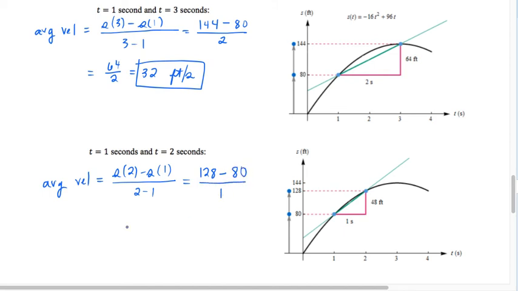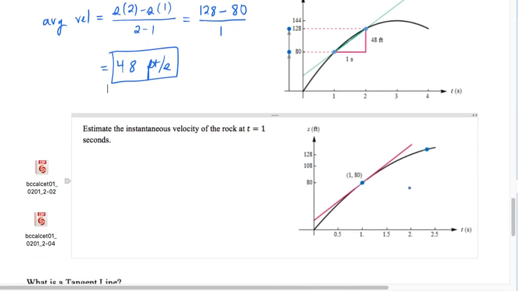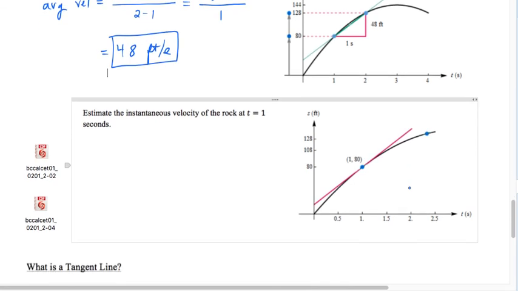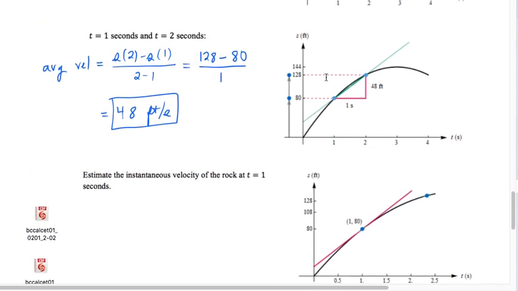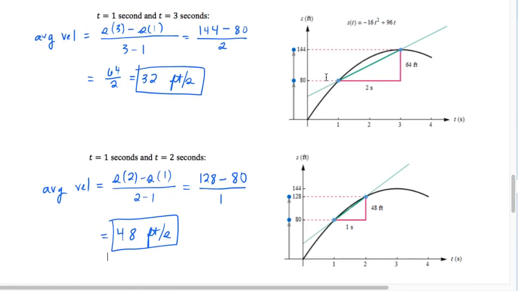And we're going to divide by 1. So here we're only getting 48 feet per second. Okay, so it is getting faster because the instantaneous speed at 1 second is going to be faster than it is at 2 seconds, which you can clearly see here. Okay, so the instantaneous velocity of the rock 1 second after it's launched is going to be a little bit faster. Now notice what this corresponds to graphically.